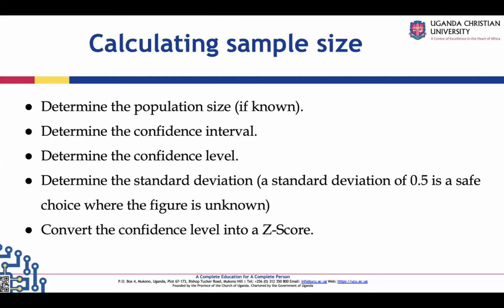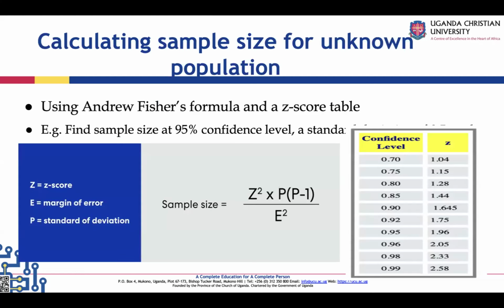We use the population size if we know it. We use the confidence interval, confidence level, standard deviation. If we don't know the standard deviation, the safer point is to go for 0.5. And then we can also convert the confidence levels to create z-scores, which are used in calculating that sample size. And there is a formula for calculating sample size when we use Andrew Fisher's formula and those z-score tables that do the conversions.